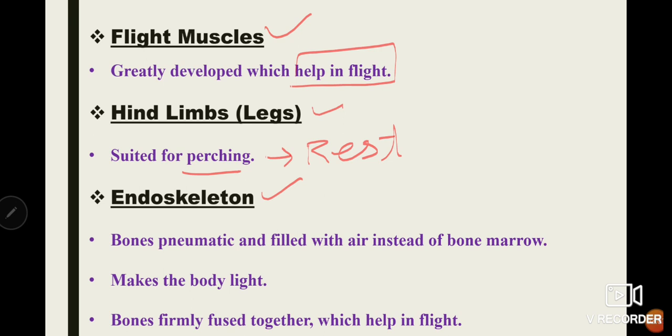Well, most of the bones of birds are pneumatic. Okay, why pneumatic? That means their bones do not have any bone marrow. Bone marrow is not present inside the bones like we have in our bones, but they have air present in there. And this air, you can say pneumatic bones or air filled bones, makes their bones light. Okay, most of the bones are firmly fused together also, and these firmly fused bones help them in flight. This is another type of adaptation which we can see inside the body of a flying bird.